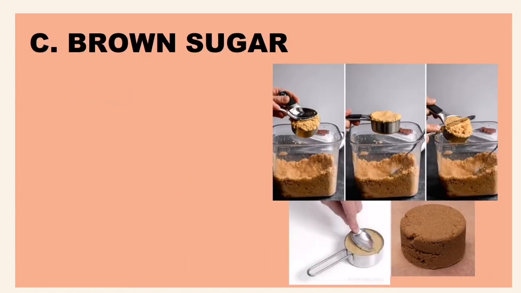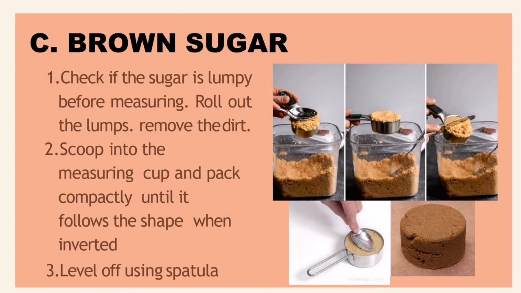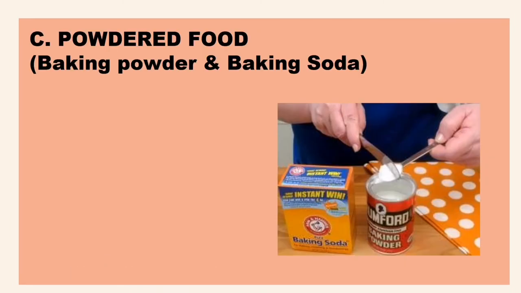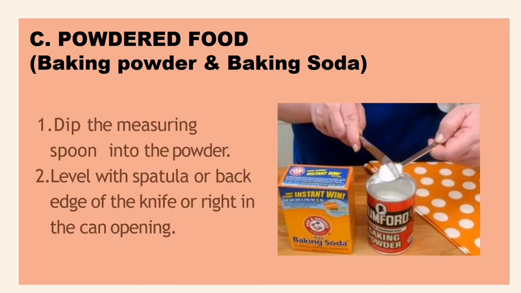In measuring brown sugar, check if the sugar is lumpy before measuring. If it is lumpy, roll out the lumps and remove the dirt. Next, scoop into the measuring cup and pack compactly until it follows the shape when inverted, just like in the picture. Then third, level off using a spatula. In measuring powdered food, like baking powder and baking soda, first, you are going to dip the measuring spoon into the powder and level with a spatula or the back edge of the knife or right in the can opening.